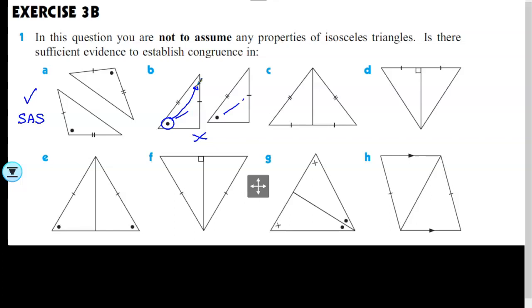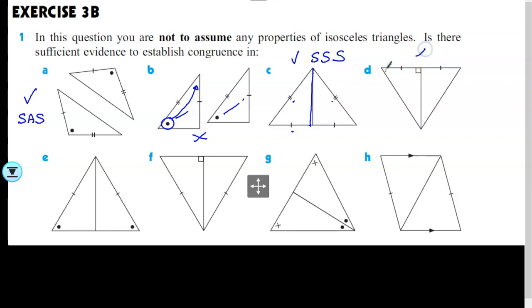All right, what about C? Excellent. I'm saying yes because of side, side, side. You've got this pair, this pair, this pair, and this one is what we would say is common or shared. So they've got 3 pairs of equal lengths. Okay, what about D?